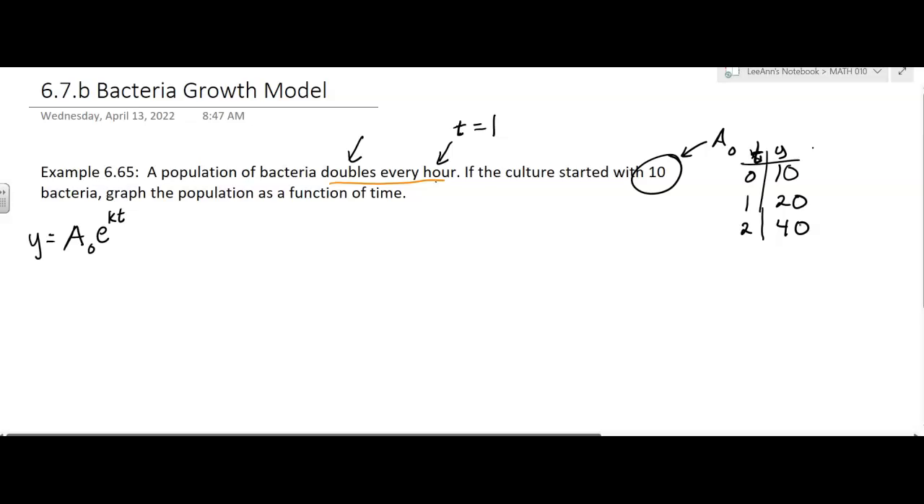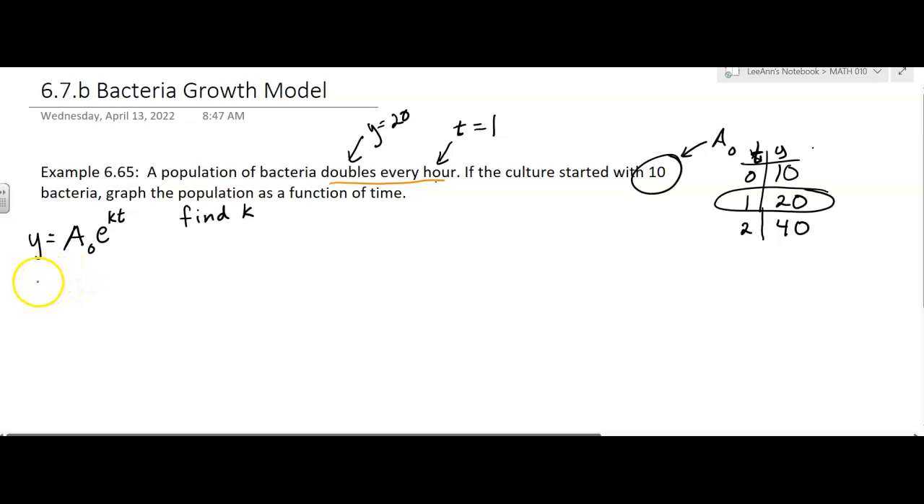Okay, so we know a naught. We know a point in time. We know that when t is 1, the y is going to be 20. Okay, the output is 20. Okay, so let's use that information. Now you might be saying, okay, I'm lost. You can go back and review this, but we're trying to find k is what we want to do. We need to find k because we don't know that constant. We do know it's positive because it's doubling, but we don't know what the constant is.